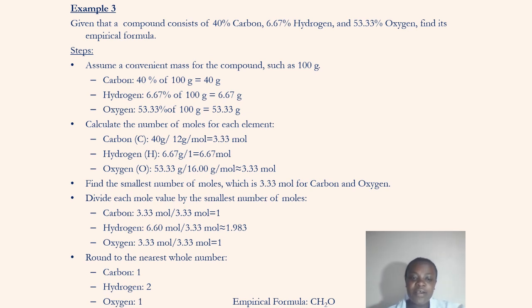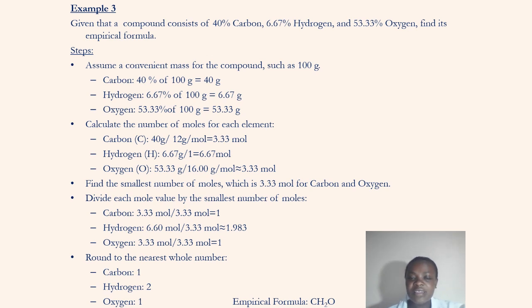So now we can combine these elements using the symbols and the ratios. Carbon, its symbol is C, corresponds to ratio 1. Hydrogen, H, has ratio 2, so it corresponds to 2, and then oxygen, ratio 1, so O corresponds to 1. So the formula will be CH2O, and that is the empirical formula of that compound. So that is our example 3.